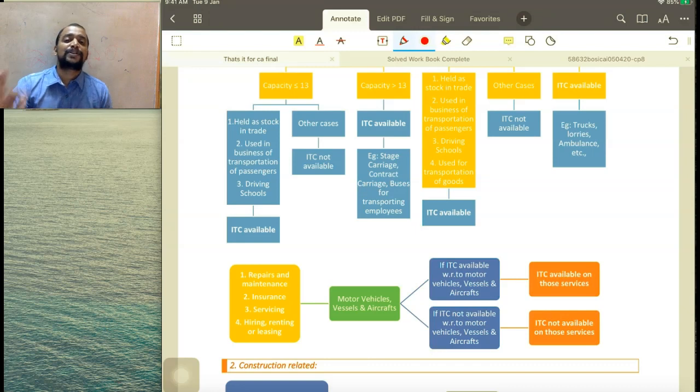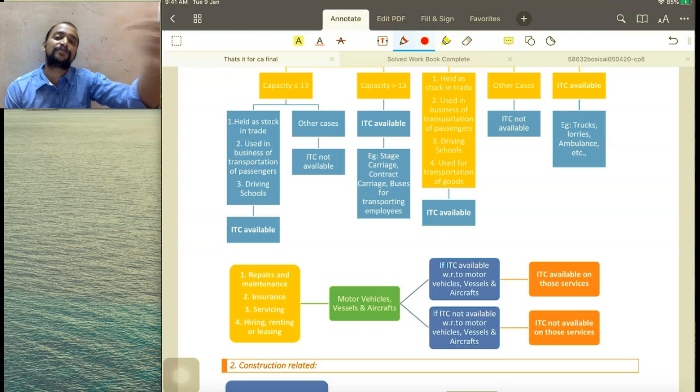These 4 services are in relation to motor vehicles. Can I take ITC with respect to these services? Yes, if such motor vehicle is eligible for ITC. No, if such motor vehicle is not eligible for ITC. Now, we discussed one example. There is a manufacturer that purchased a truck. Can they take ITC? Yes. With respect to the truck, they have taken insurance. Can they take GST paid on insurance premium? Yes, because truck is eligible for ITC. Therefore, insurance service is also eligible for ITC.